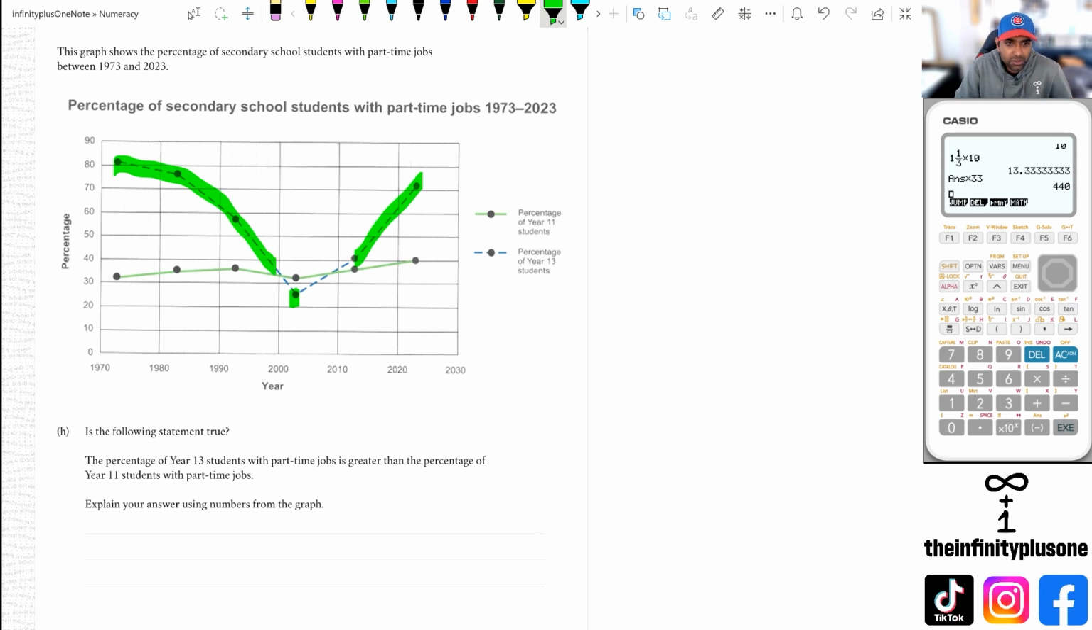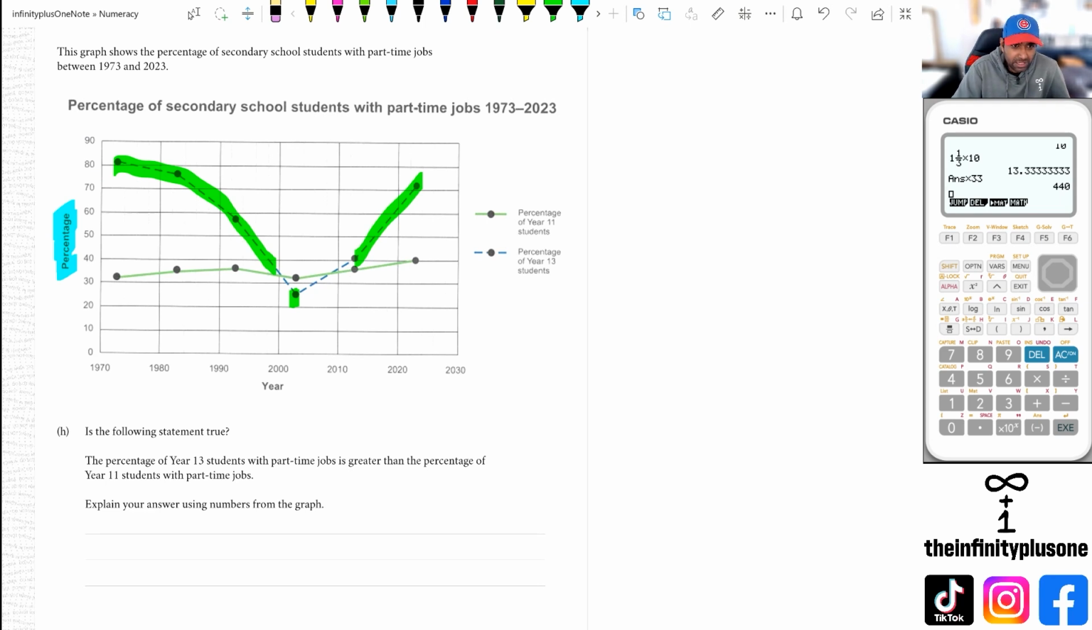In terms of the answer, you could talk about 2023 itself, which is right at the end there. You can see that for the year 13s there's a higher percentage. It's really important that you talk about the percentage rather than the number of students, because on the y-axis for this graph what you have is the percentage of students. So you wouldn't say 80 students, that's actually 80%. It's just something to keep in mind. But apart from that, you've got a lot of different points you can talk about.